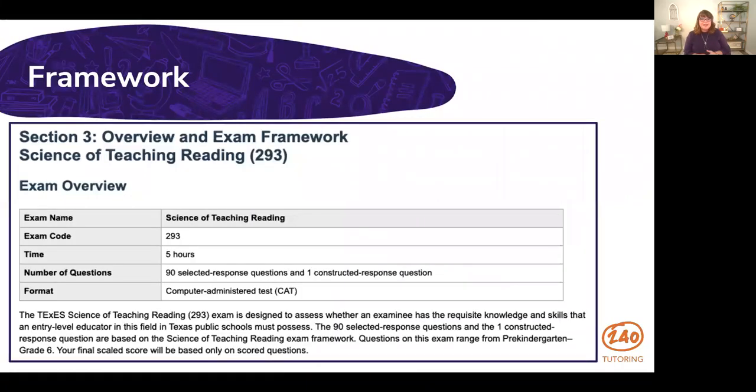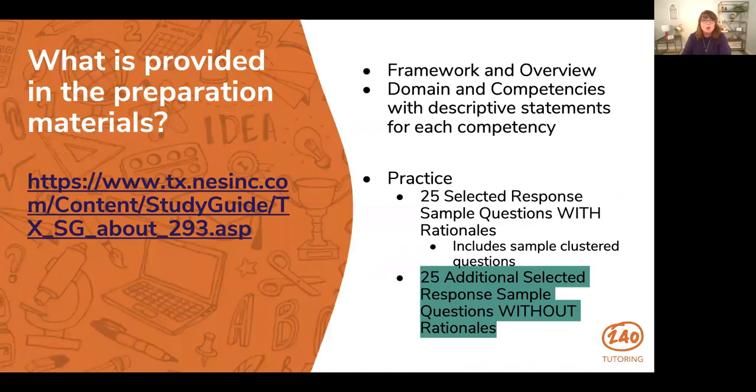All right, now let's talk a little bit about the structure and what we're going to be talking about today. So today we are going to be looking at the 90 selected response questions. When it says selected response, it just means multiple choice where you pick one of the answers. So that's the type of question we're going to be looking at today. Now, we are going to spend the next 5 weeks working through these things.